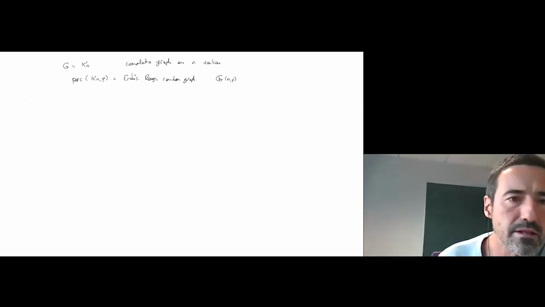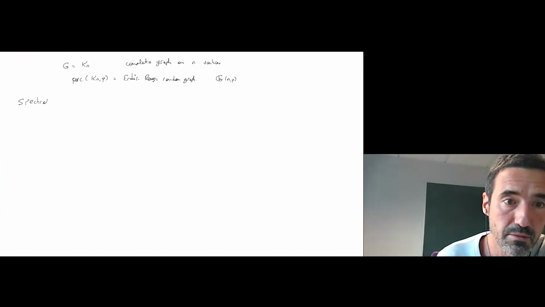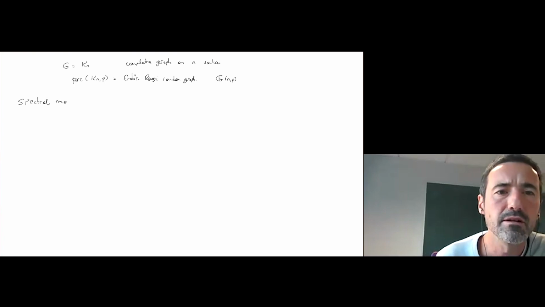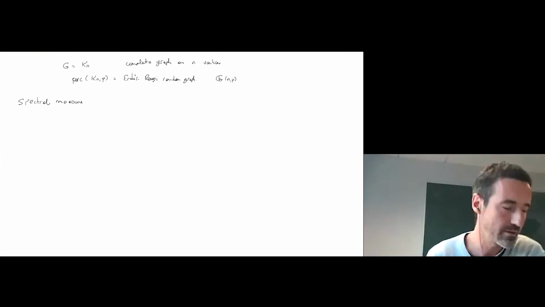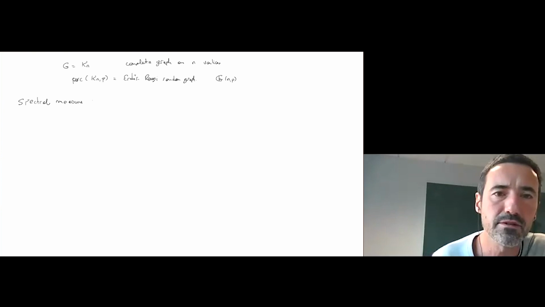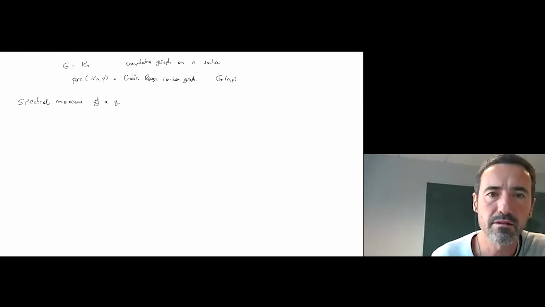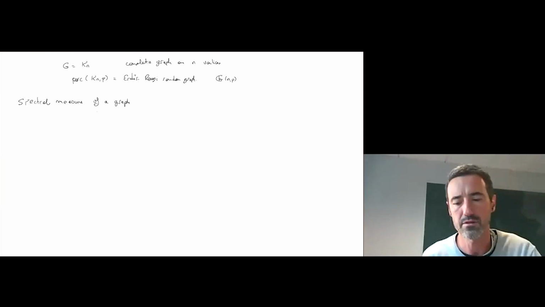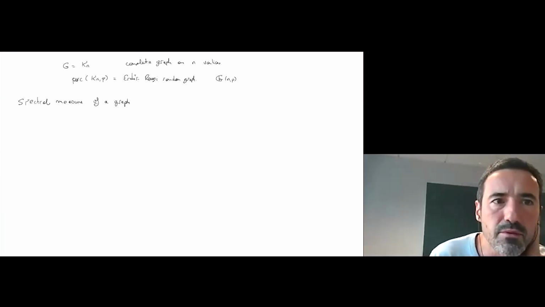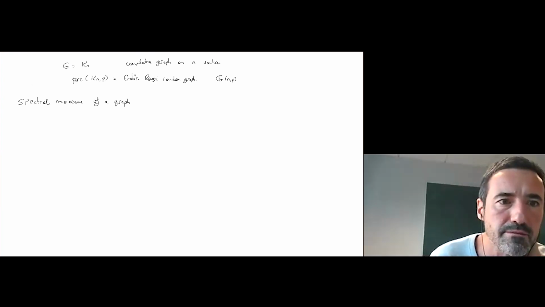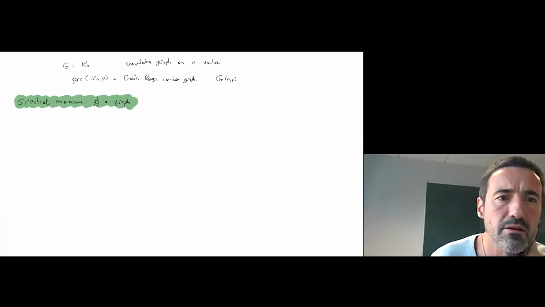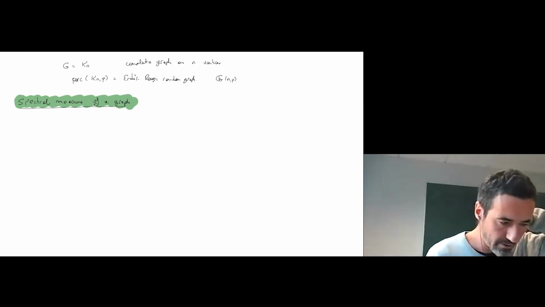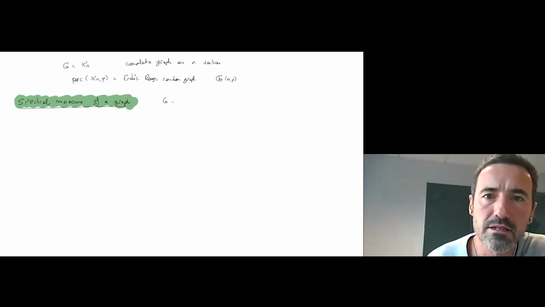So now let's start to speak about the spectrum. What we will try to do now is to define an object which we'll call the spectral measure of a graph, which will be the main object that we will study in the first part of this course, where we'll be interested in what happens inside the spectrum. Okay, so the setting is as above.